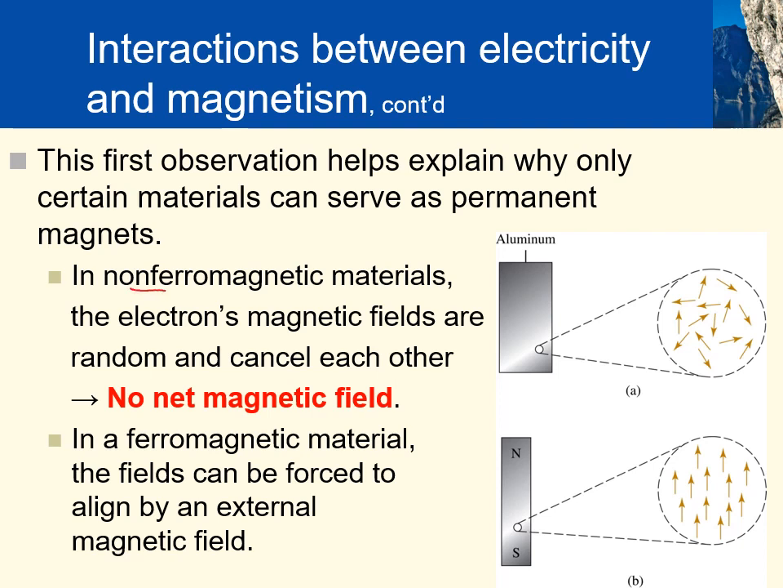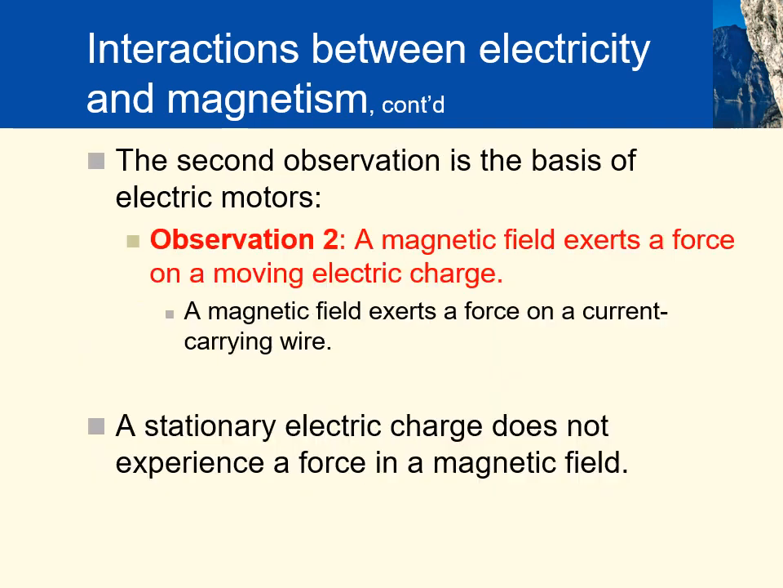For non-ferromagnetic materials, suppose we have this microscopic cross-section. We see that the electron electromagnetic fields are randomly distributed and cancel each other, so the net magnetic field produced from it equals 0. However, for ferromagnetic material, the external magnetic field forces the electrons to align in such a way that can induce a magnetic field.